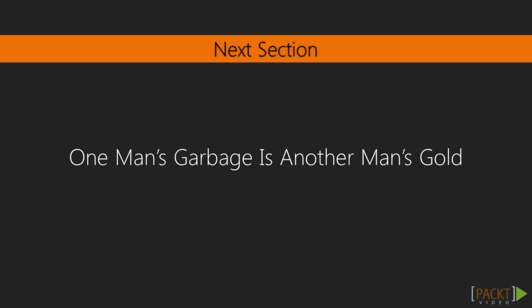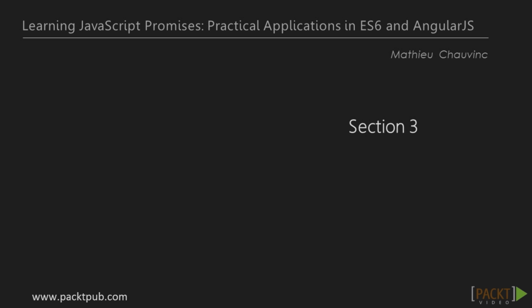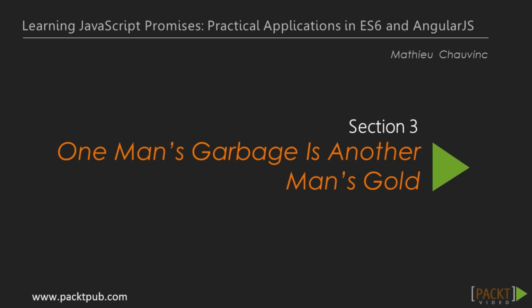Talking about more features to learn, in the next section we will cover 4 awesome ways that promises can help us handle asynchronous flows. Welcome to the third section of the course entitled One Man's Garbage is Another Man's Gold. As we will see, the outcome of a promise can be considered success by one action, but failure by another, and vice versa. So we'll see how to deal with that.